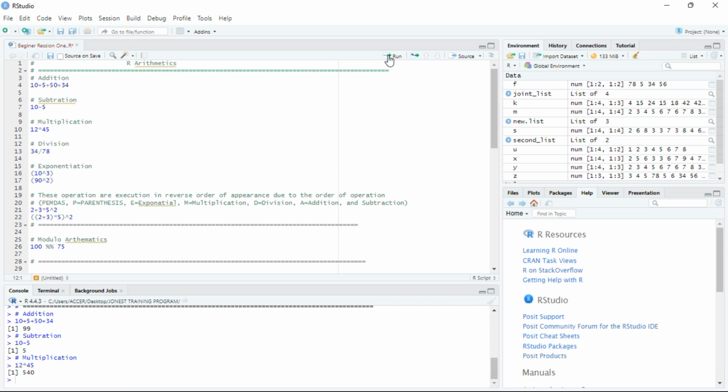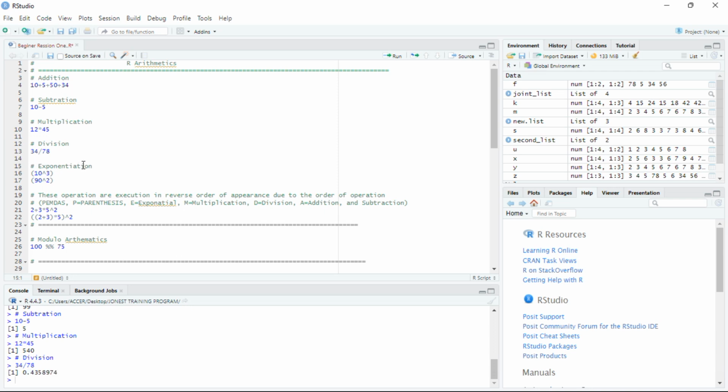And then R can also be used to divide our numbers. As you can see at the top there, we have 34 divided by 78. So 34 divided by 78 is surely going to give us our answer. Once you run, you can see down here 0.43589.